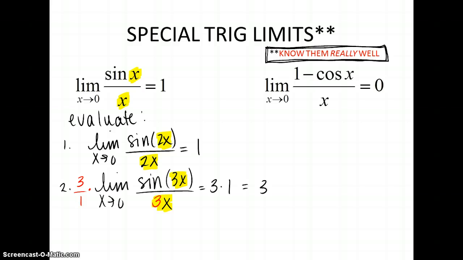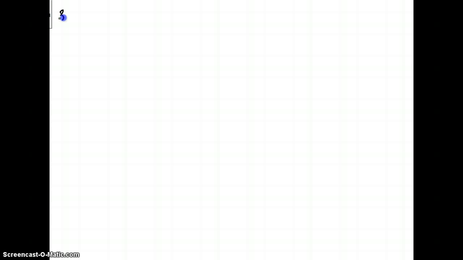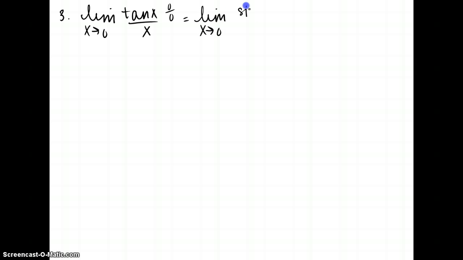Still start every problem with a direct substitution. So for our next one, limit as x approaches 0 of tan x over x. Direct substitution, tan of 0 is 0 divided by 0. Now, this function doesn't fit one of the special trig limits yet, but we always have to think outside the box with trig. I can rewrite tangent as sine divided by cosine. Dividing by x, I can write that as times 1 over x.